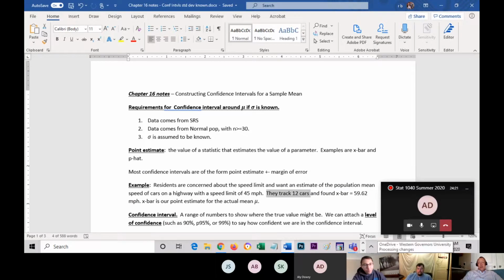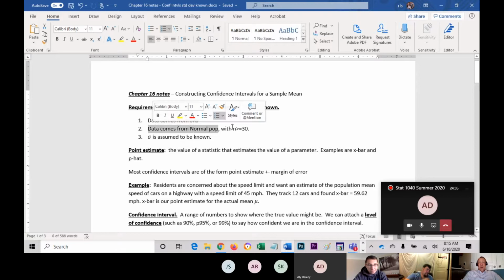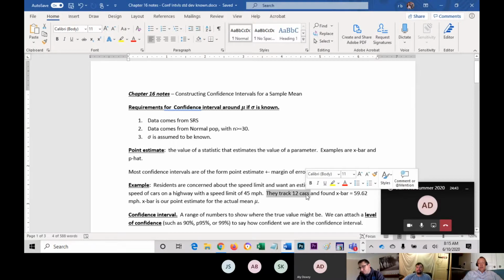12 cars, is that a large enough sample? No. Now you can get away with it if your data comes from a normal population, and in real life you should probably still have at least 30, but you can get away with a small sample size if it is known. It doesn't say here that it's known that the data comes from a normal population. So this is really too small.